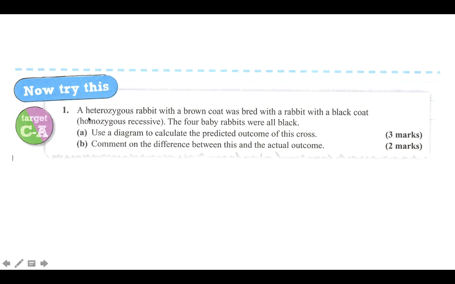So the question says, a heterozygous rabbit with a brown coat was bred with a rabbit with a black coat. The 4 baby rabbits were all black. Use a diagram to calculate the predicted outcome for this cross. So if we have a look, the fact that the majority of them come out as black rabbits means that the black allele must be the dominant one. Okay, it must be.